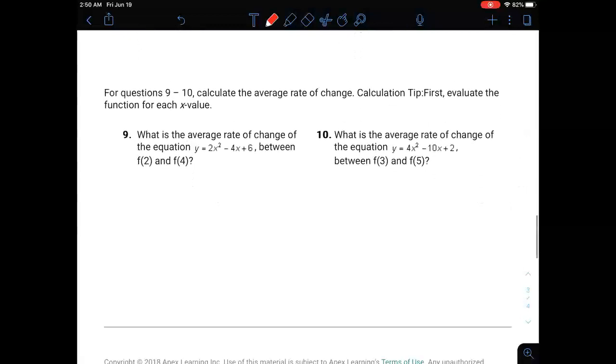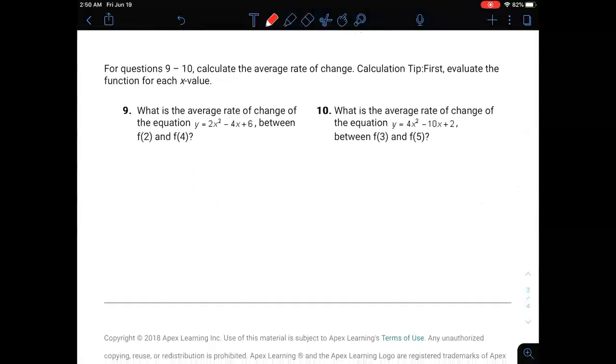Then this is the only one that they didn't really talk about in super detail, so I want to spend a little more time on it. Please don't get caught up in the way they're asking the question. It is not very difficult. Just understanding the question can be the difficult part. It says, what is the average rate of change of the equation y equals 2x squared minus 4x plus 6 between f of 2 and f of 4? That's basically saying if x is equal to 2 and if x is equal to 4.